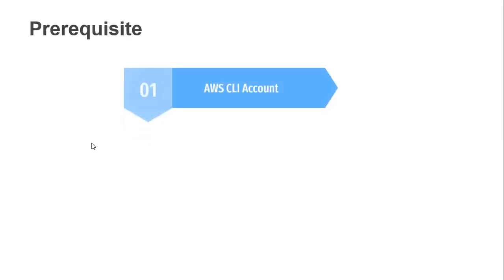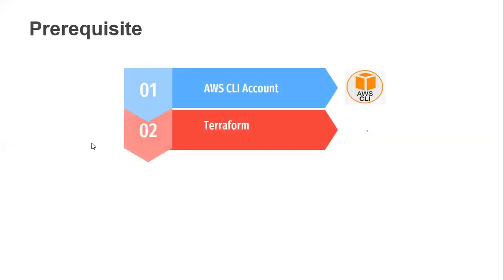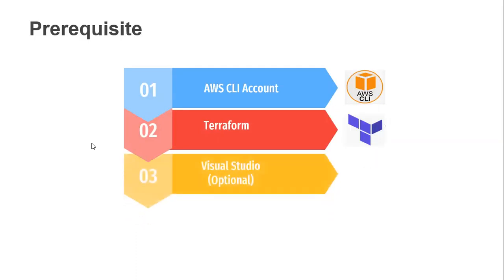If you want to follow along with me, the main prerequisite would be that you have created an AWS CLI account to give programmatic access. You have installed Terraform on your system. And at the last point, I'm going to write the code in Visual Studio. This is again optional. You can write your code in any editor. That's fine.